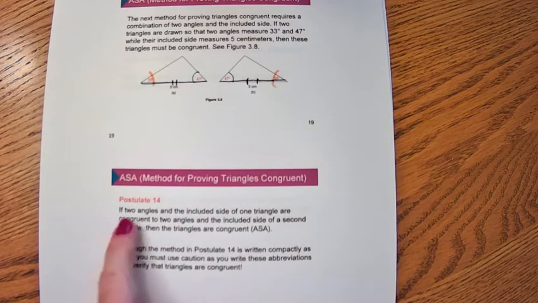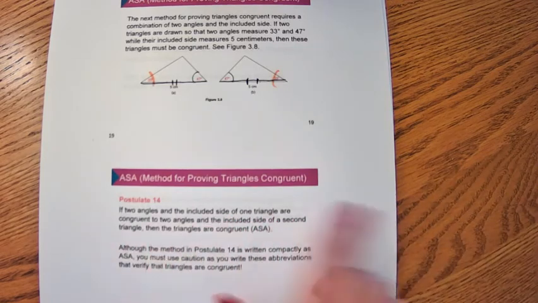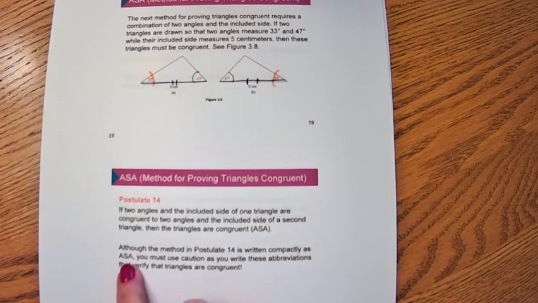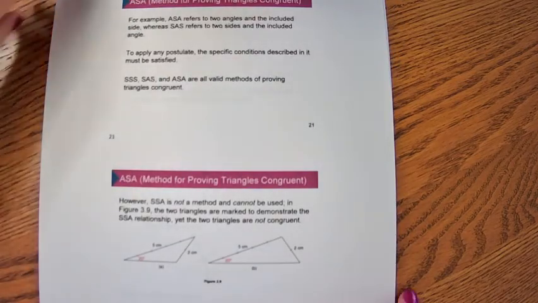So that's postulate 14. If two angles and the included side of one triangle are congruent to two angles and the included side of another triangle, then the triangles are congruent and the reason is angle, side, angle. And here's your reminder that it's very important that you list the vertices in the correct order as you go around the triangle.